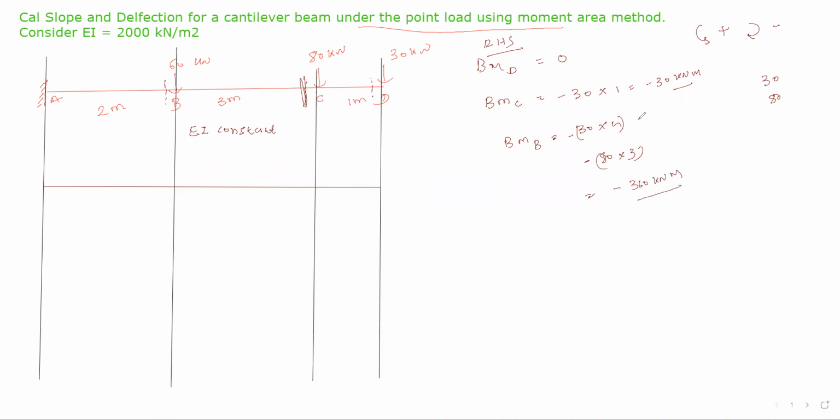Let me know whether my value is right or not. This is 120, and this value is 8 into 3, 24, so 240. So minus 360. Is it okay? Please confirm.